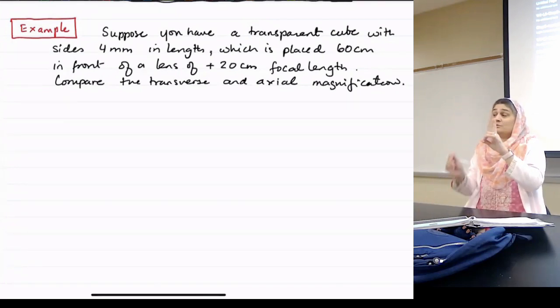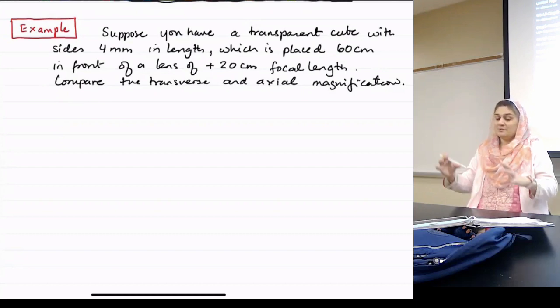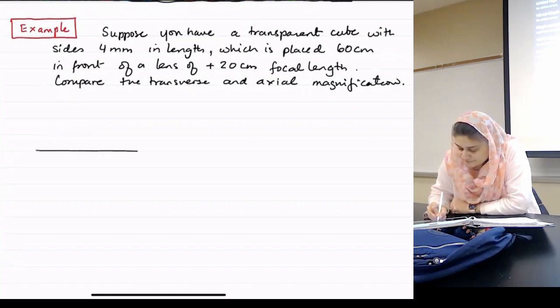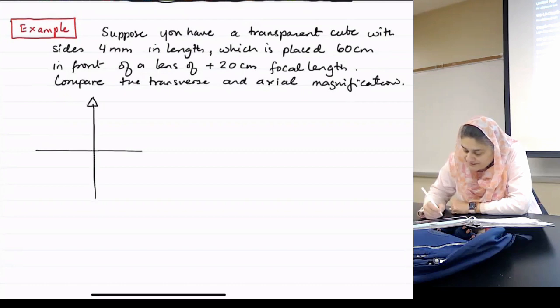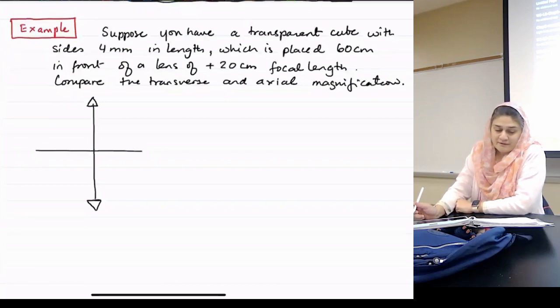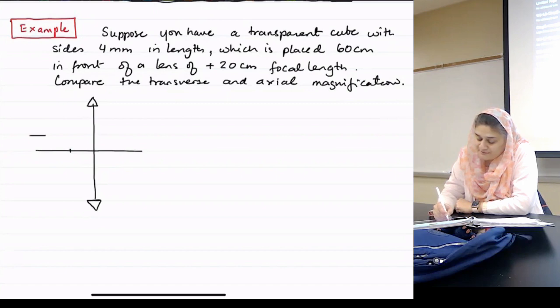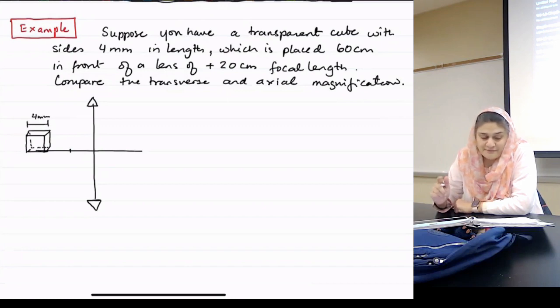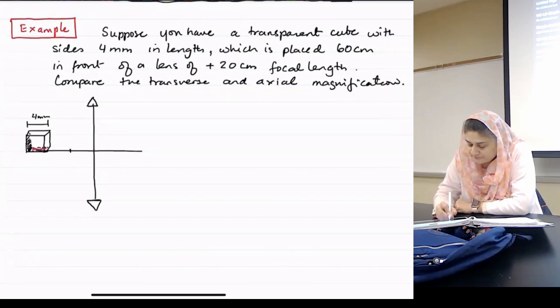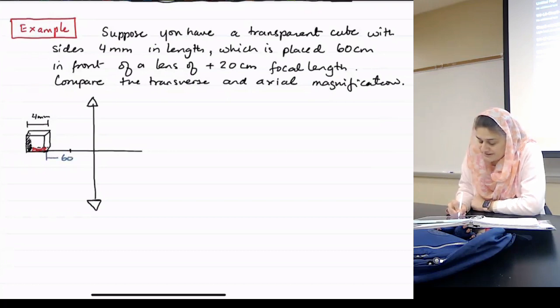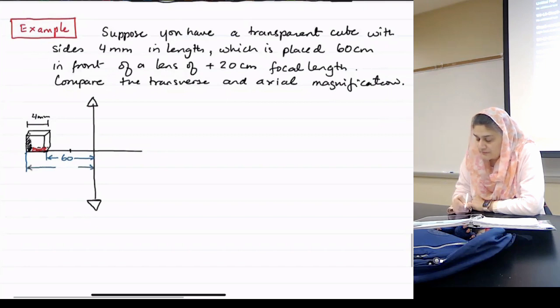So now we don't only have a height, we actually have a width, like a volume. So we need to be worried about it. I'm going to try to draw this cube. I have a positive lens with focal length of 20. And the object itself is placed, say, at 60. Now it's a 3-dimensional object, and every side is 4 millimeters. If the near face is placed at 60, then the far face would be 60.4.